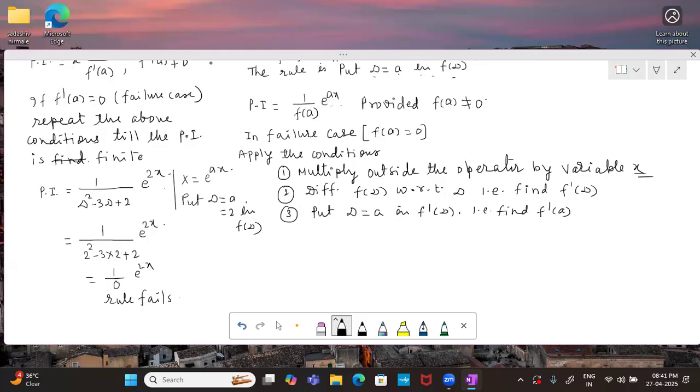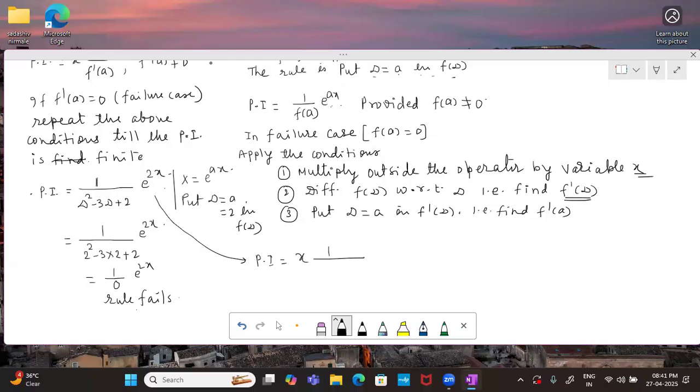Then we follow these 3 steps or conditions to get the finite PI. By those steps, in a failure case, multiply outside the operator by x. Here the operator is 1 upon D square minus 3D plus 2. So we write the PI in the failure case as x times the operator, then differentiate D square minus 3D plus 2 with respect to D and find f dash D.